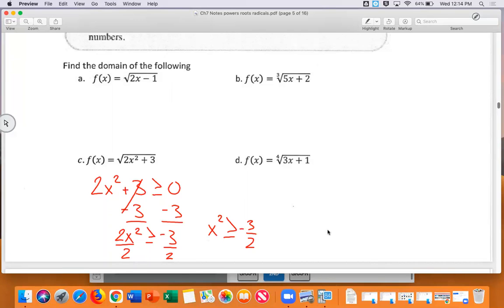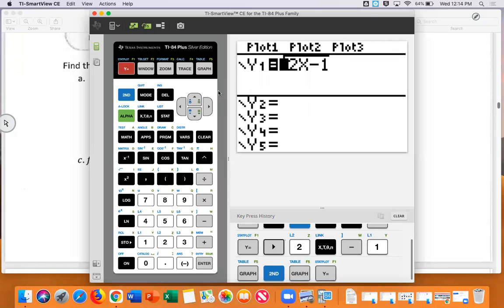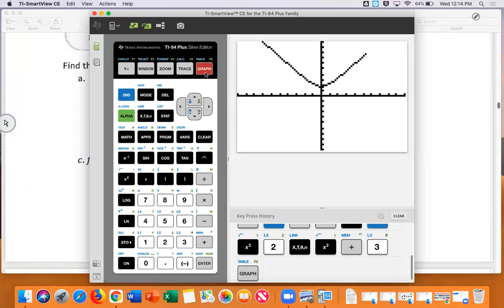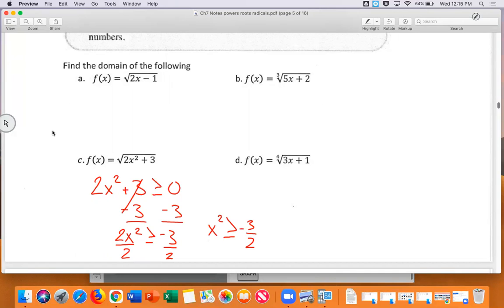So let's see what that looks like. So here was the square root of 2x squared plus 3. See how it exists everywhere? Positive and negative sides. So when I was solving it, I set it up the same way, but I got to a point where it says x squared needs to be greater than a negative number. It's always going to be greater than a negative number because x squared will always be positive.